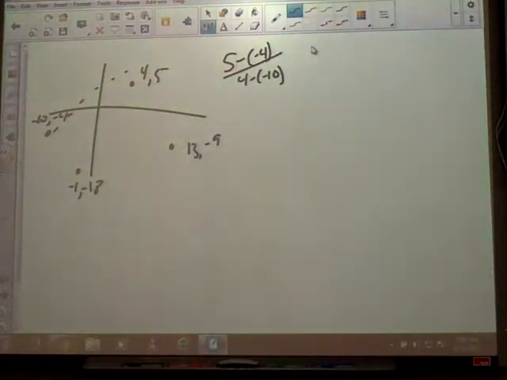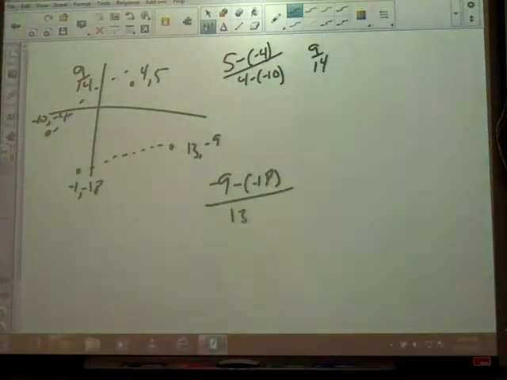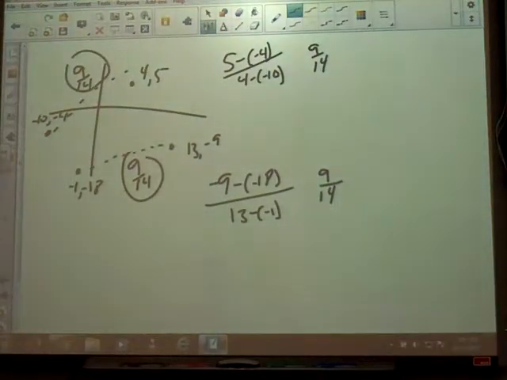So the slope of that line would be 9/14, right? Now, to stay on track here and not be a neither, this one also has to be 9/14, right? So that'll be negative 9 minus negative 18 over 13 minus negative 1. Negative 9 minus negative 18 is 9. 13 minus negative 1 is 14. So these opposite sides are parallel. So far, it could be a rectangle or a parallelogram either. Now I got to check these insides, right?